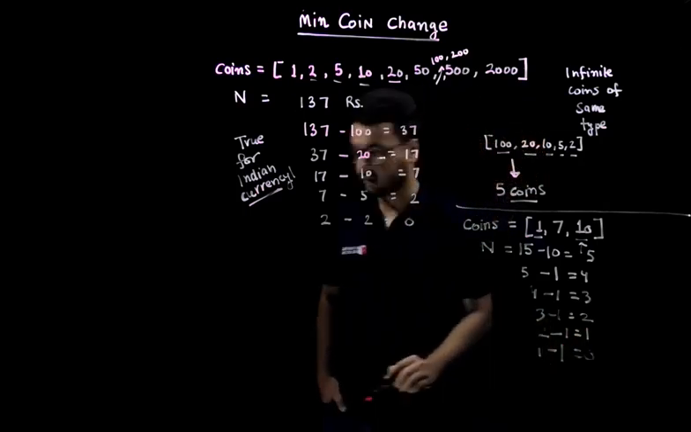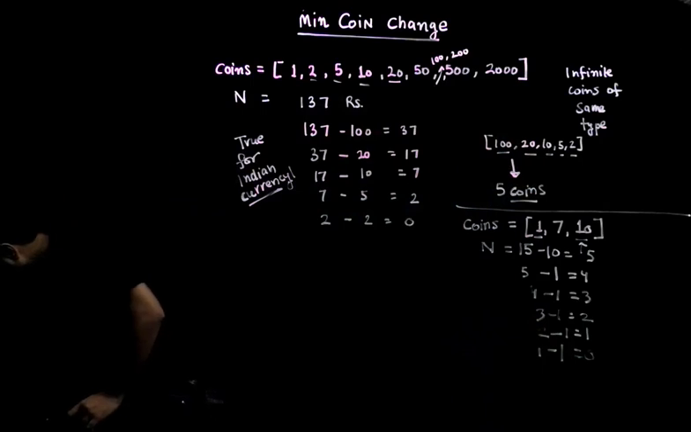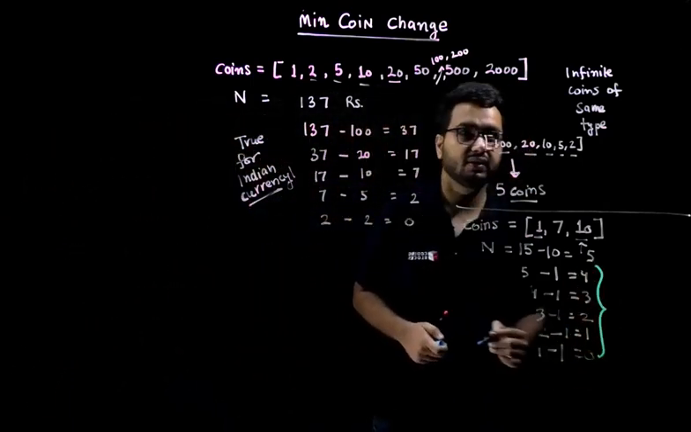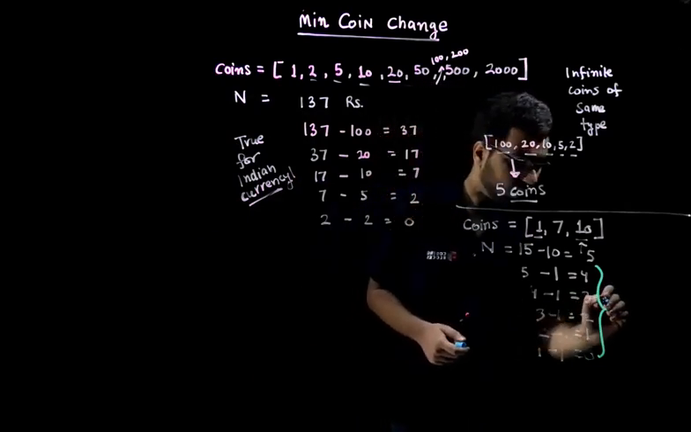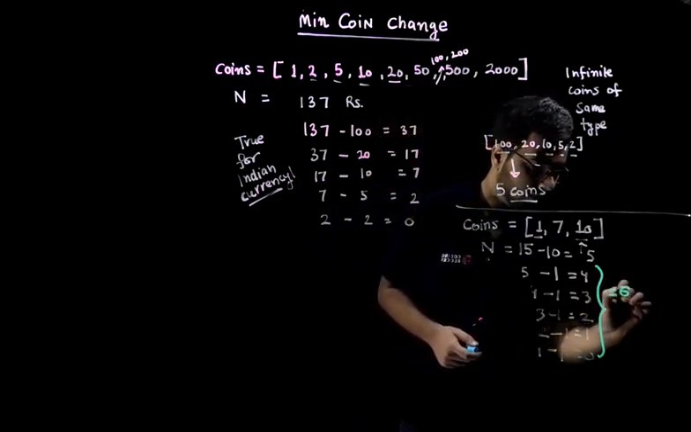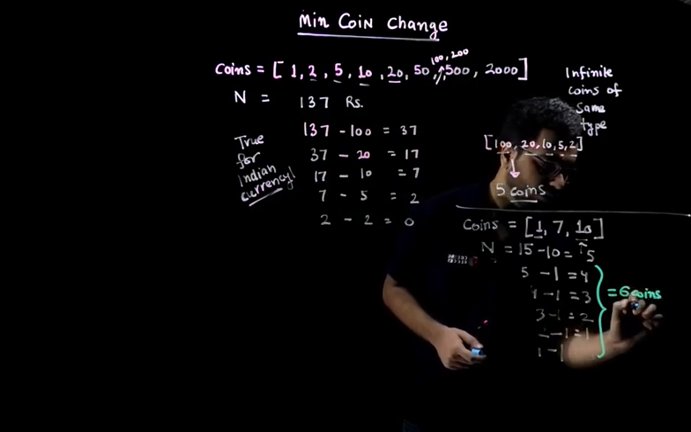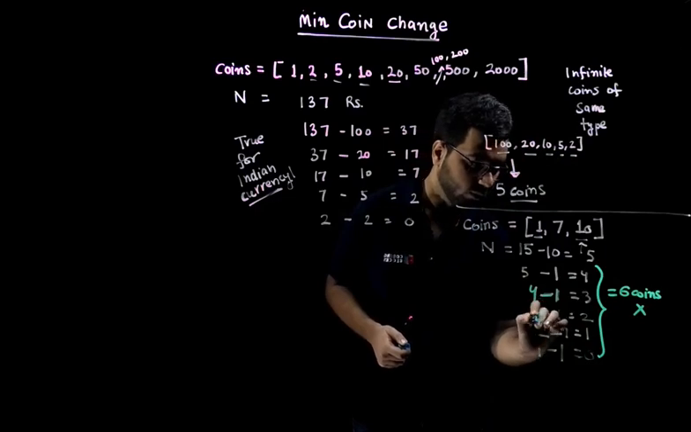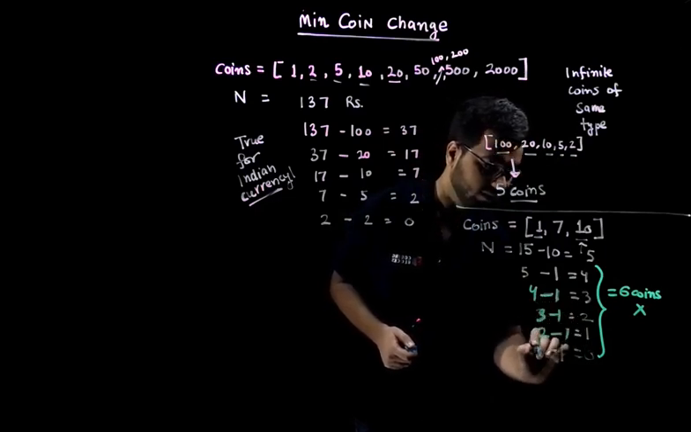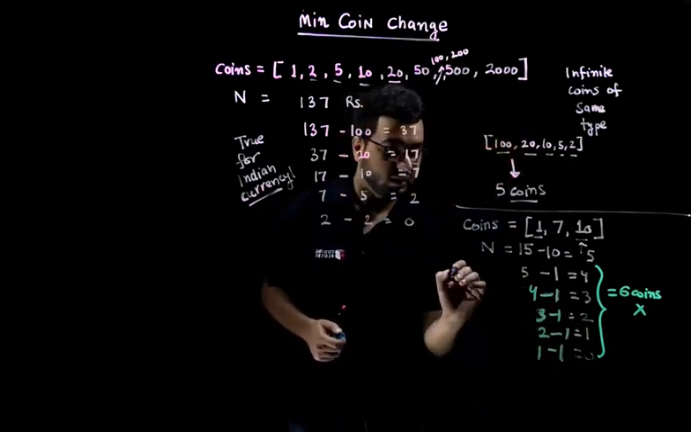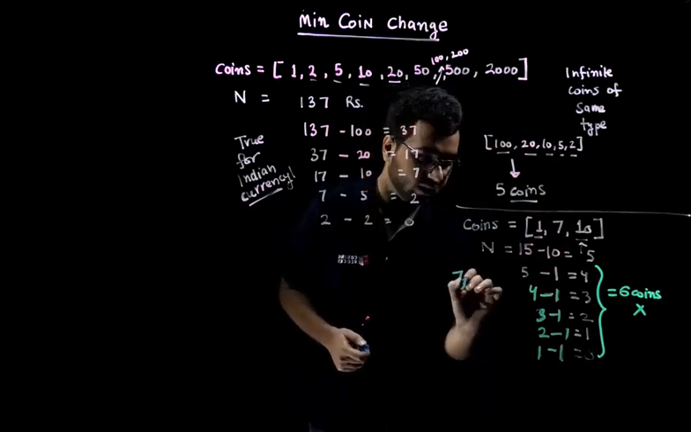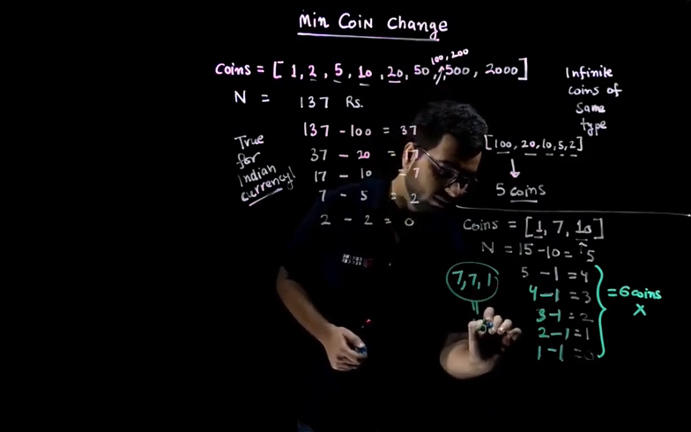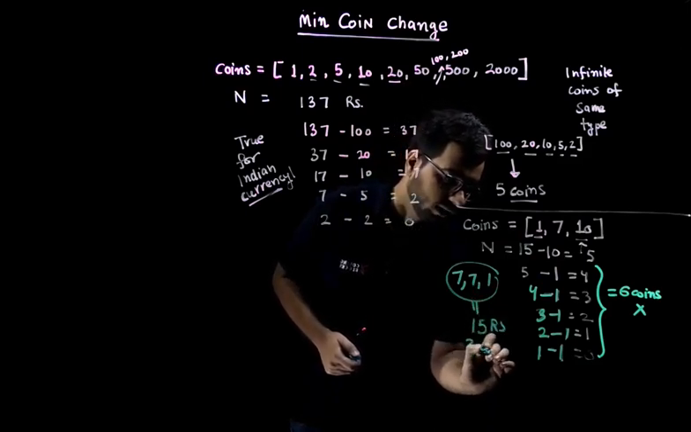So yeah, let me just change the marker. Okay. So if you carefully see this, right, you will see that you actually need 6 coins, which is not the correct answer, right? The best answer would be if you could have done 7, 7 and 1, right? If you could have taken 7 coins and 1 coin, that actually makes 15 rupees using 3 coins, right?